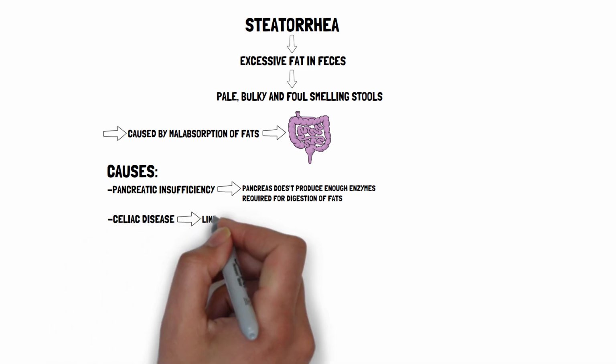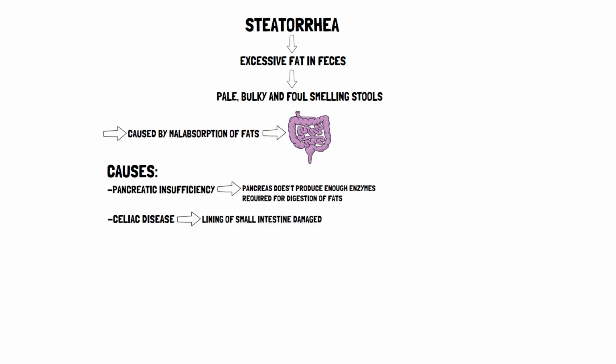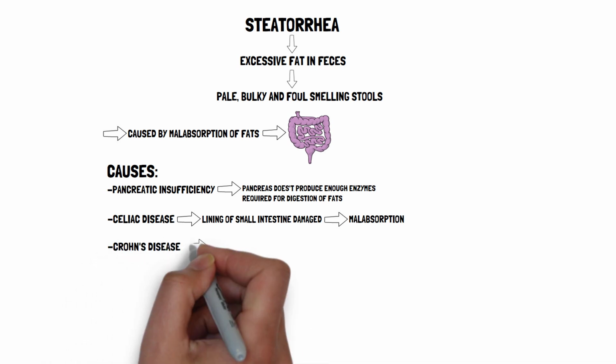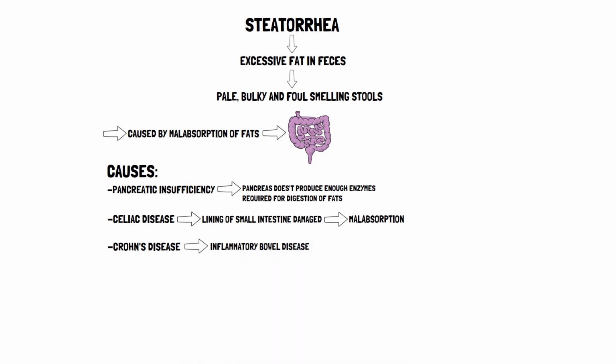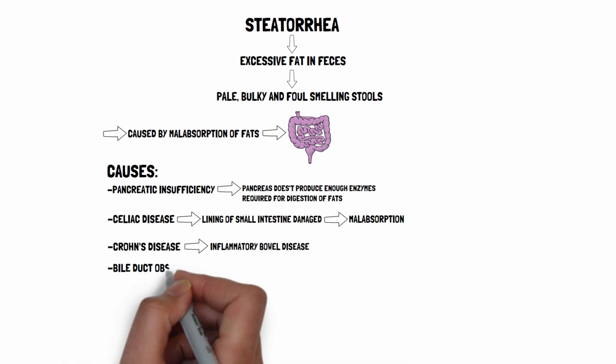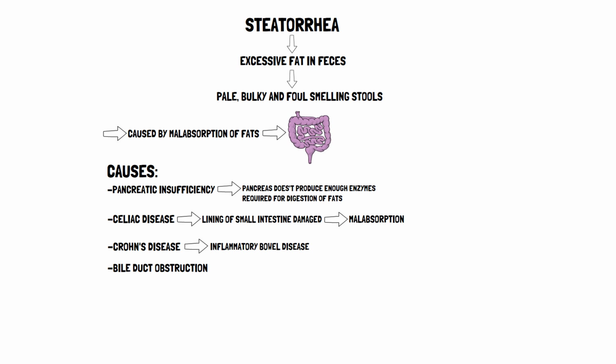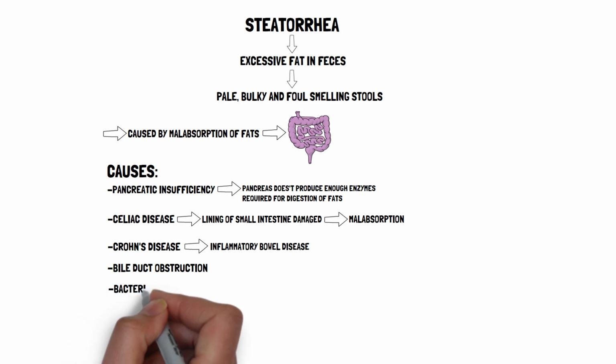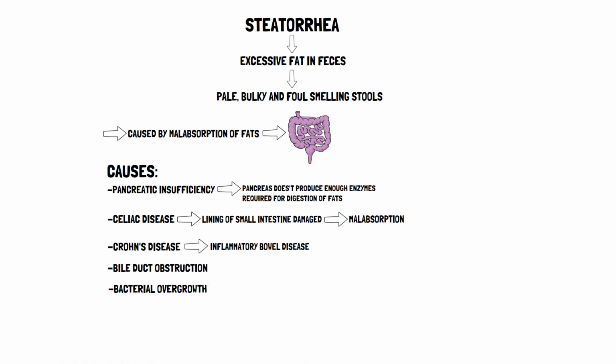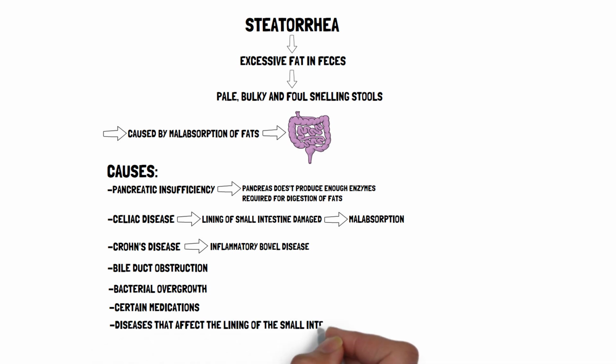Celiac disease, in which the lining of the small intestine is damaged, leading to malabsorption of nutrients including fat. Crohn's disease, which is an inflammatory bowel disease that affects the digestive tract. Bile duct obstruction: if the bile ducts that carry bile from the liver to the small intestine become blocked, the absorption of fat is affected. Other causes of steatorrhea include bacterial overgrowth in the small intestine, certain medications, and diseases that affect the lining of the small intestine.